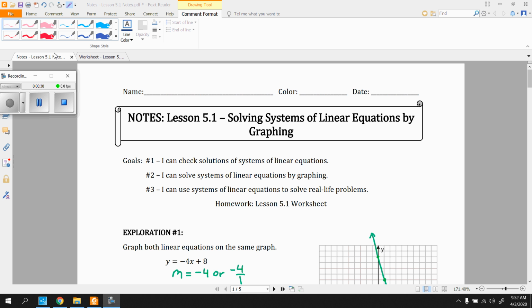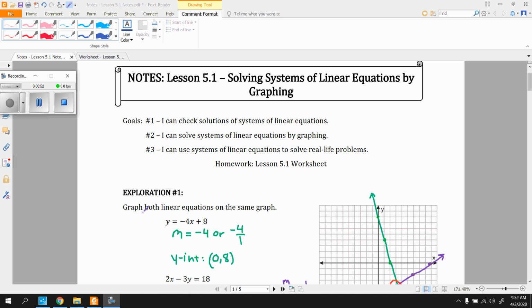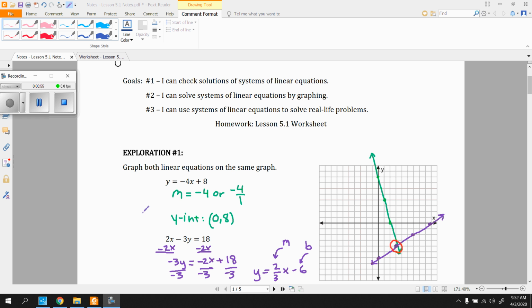So chapter 5 is all about systems of linear equations. 5.1 specifically looks at solving linear systems by graphing. The first thing we're going to look at today is checking solutions. And then parts 2 and 3 we'll look at as the day 2 part of the lesson. So just as a very quick review, I have this part done for us.